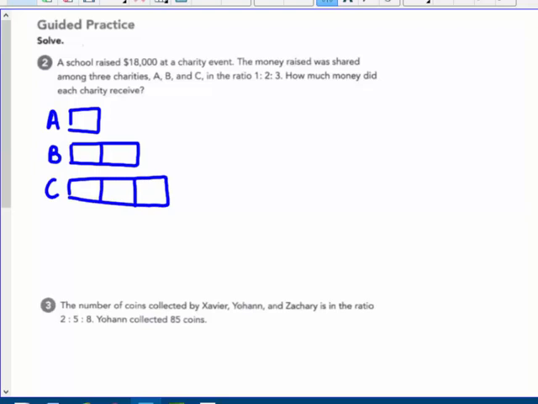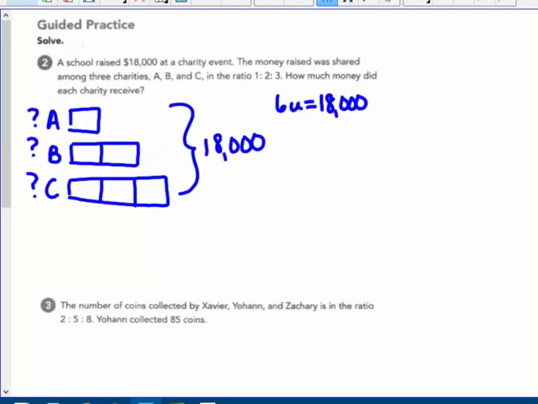How much money did each charity receive? So altogether, it's 18,000. How much did each one receive? So 18,000 divided by 6. So 6 units is that 18,000. Dividing by 6, I get a unit is 3,000.